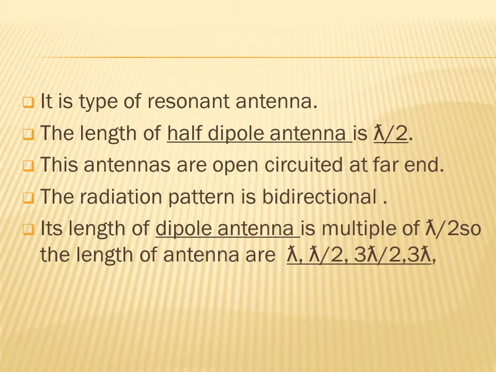These antennas are open circuited at the far end. Next, write the explanation related with your radiation pattern. The radiation pattern is bidirectional. Why is it bidirectional? Because both forward and reflected waves are present, so the radiation pattern is bidirectional.